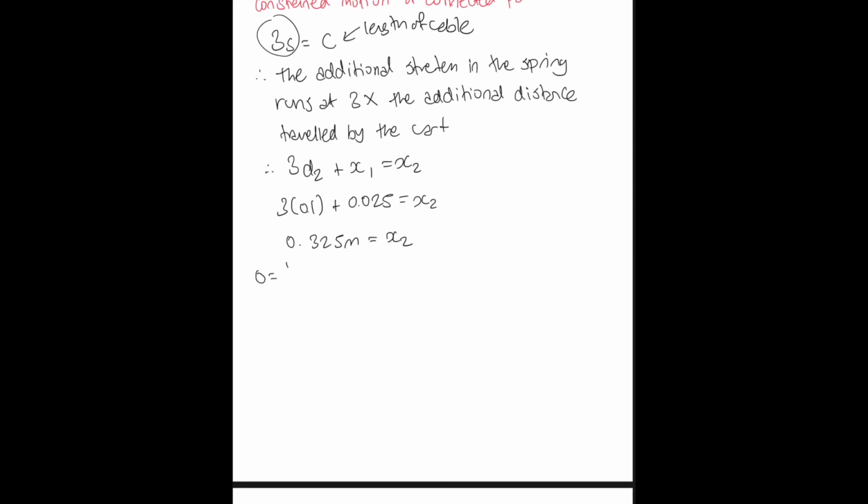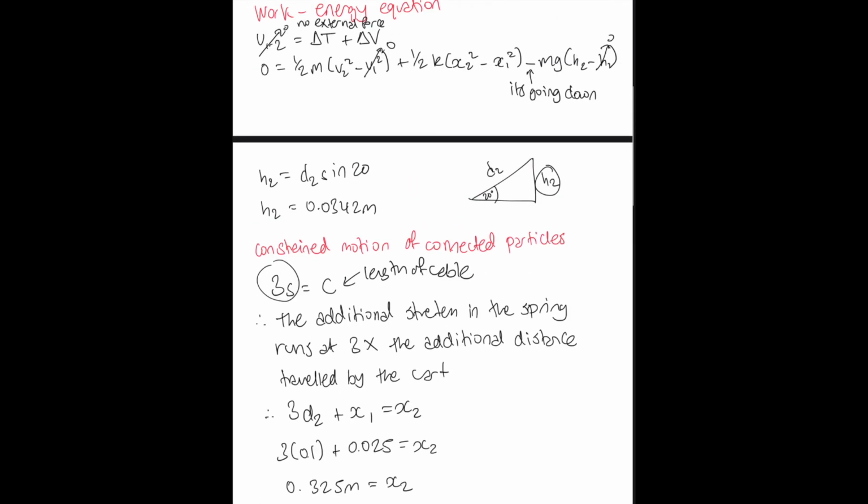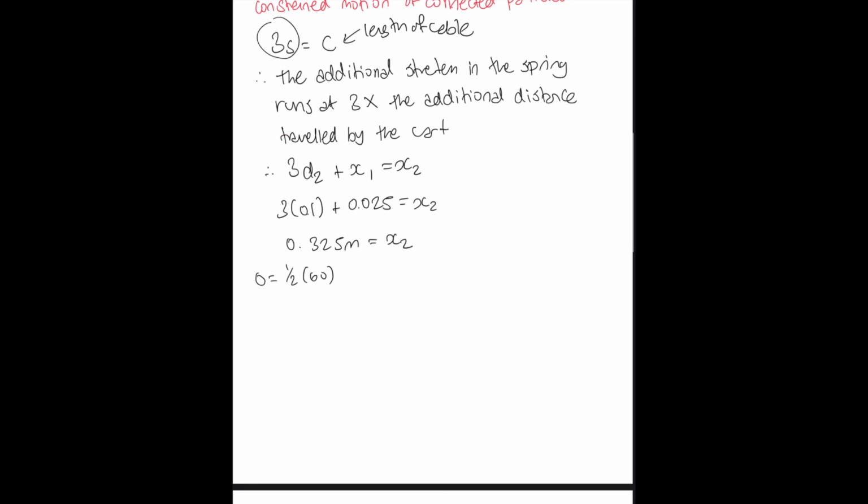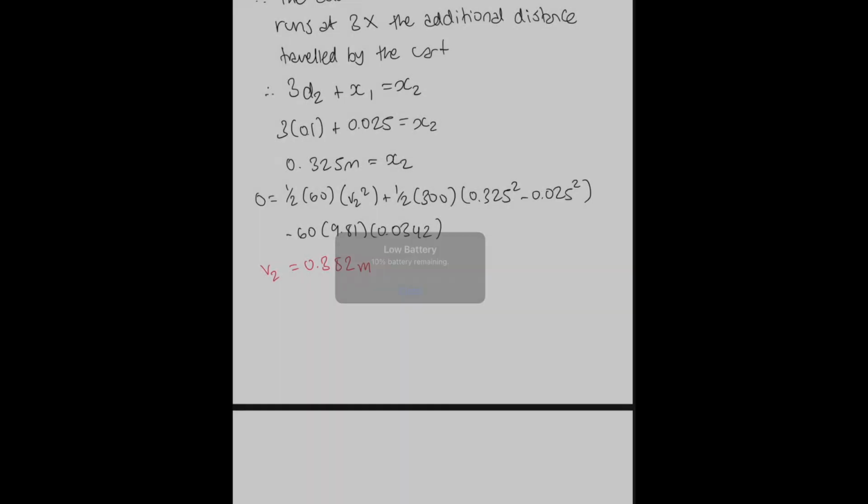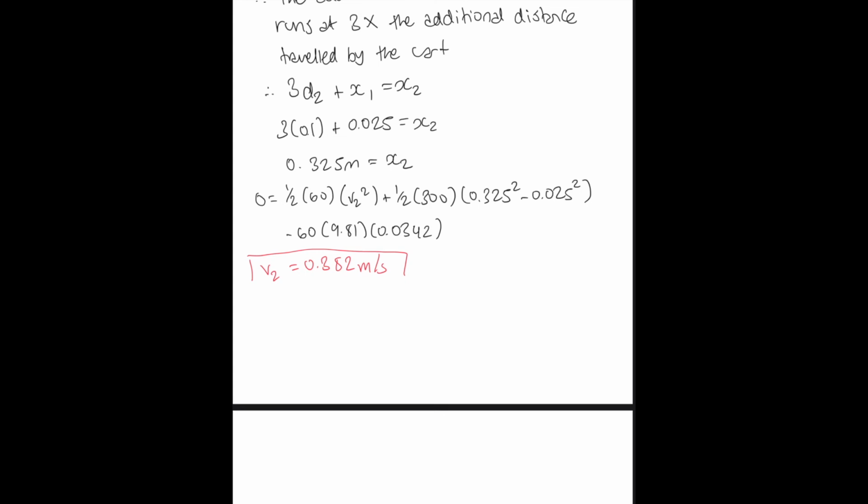Now we're going to plug in all of our known variables in the big equation over here, to finally get v2 is equal to 0.382 meters per second. Now we still have d3 to figure out.